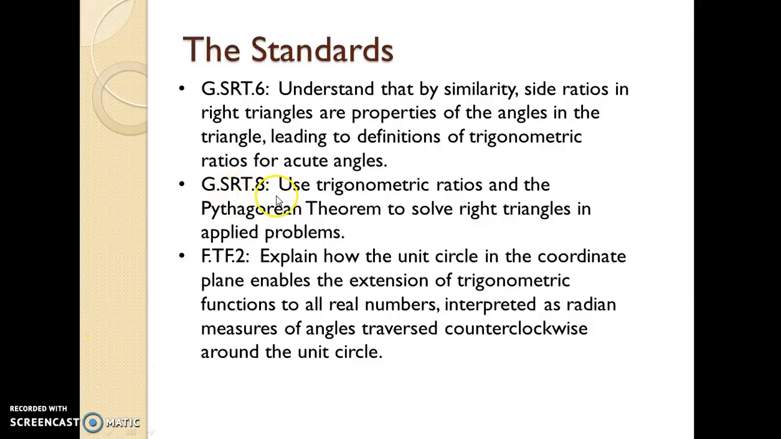G, SRT 8, use trigonometric ratios and the Pythagorean theorem to solve right triangles, although we really didn't do any solving, but we used the trig ratios there. And F-TF 2, that would be under functions and trig functions number 2, to explain how the unit circle in the coordinate plane enables the extension of trigonometric functions to all real numbers. Again, we didn't really do that, but we did use the unit circle, so it did have some relationship to these standards.